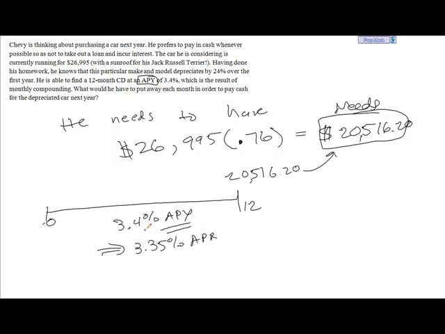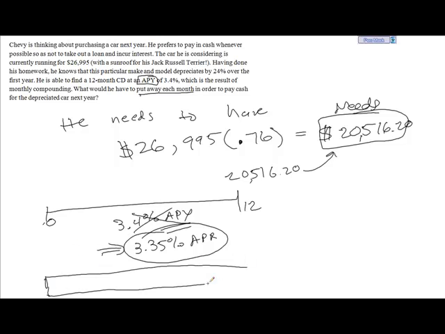Now, it's not that you can't do anything with the APY. The problem is we cannot just in the same way enter 3.4% into our calculator. So we convert to an APR first, and now we can calculate with this percentage rate. So we're not going to use this. We're going to use this one because that's what our calculator relies on. Okay, so we want to know what would he have to put away each month. So we want to know what the required monthly payment is.